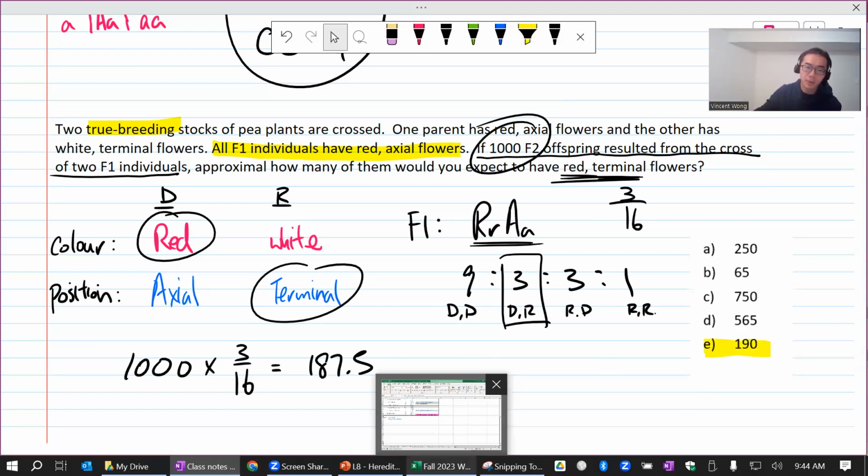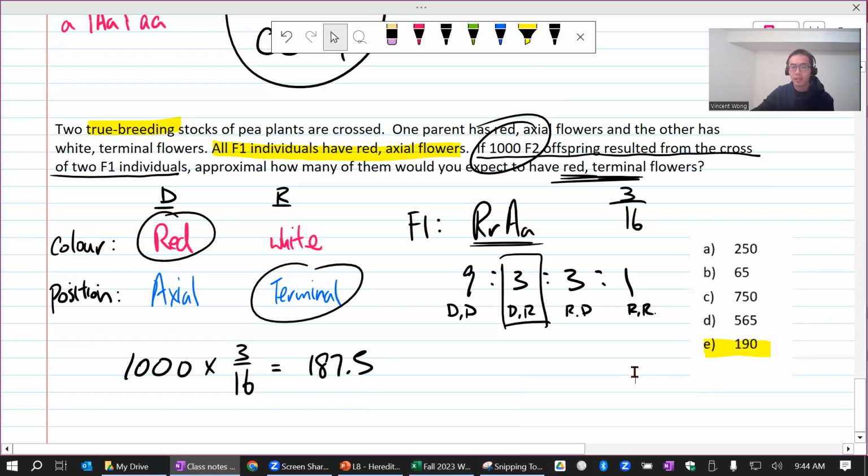I mean, it's not exactly 187.5, right? But remember, these are probabilities, right? It's not going to be exact. For example, if you flip a coin 10 times, are you going to get exactly 5 heads and 5 tails? No, right? It might not even be close because 10 is not a big sample size. For the same reason, 1,000 is a lot, but it's not a big enough sample size for the numbers to be exact. So you just round it and find the closest one.